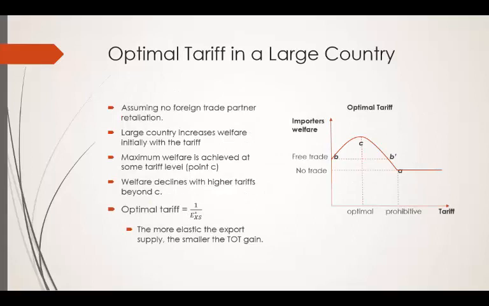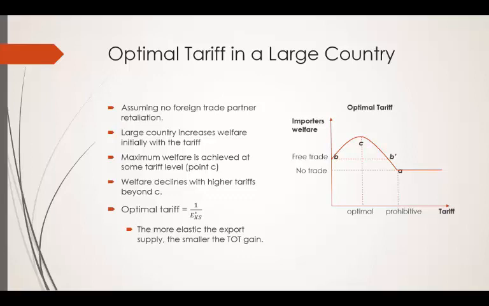As a technical exercise, if we assume that there is no retaliation from the foreign trade partner, then it's possible to try to determine the optimal tariff that a large country can impose that would maximize its welfare. The graph on the right plots the relationship between tariffs and the large country's welfare. As you can see, welfare increases to point C from point B provided the tariff is small. But as the tariff gets larger, it falls back to the free trade welfare level, and if it gets even larger, then it creates welfare losses.